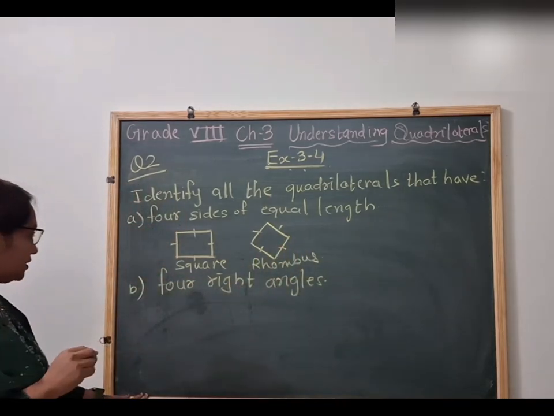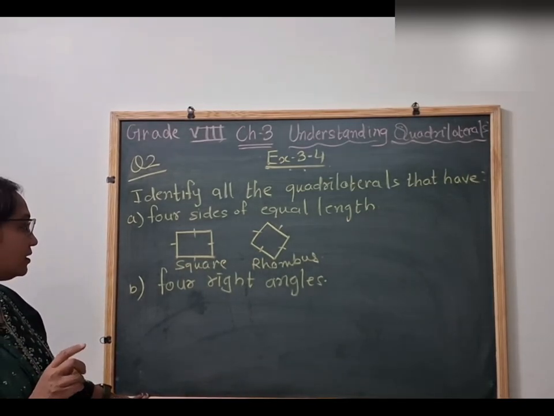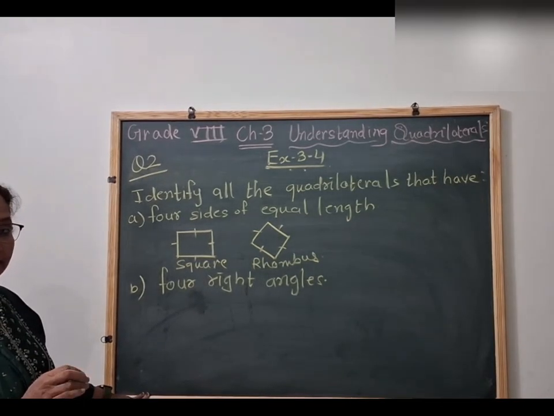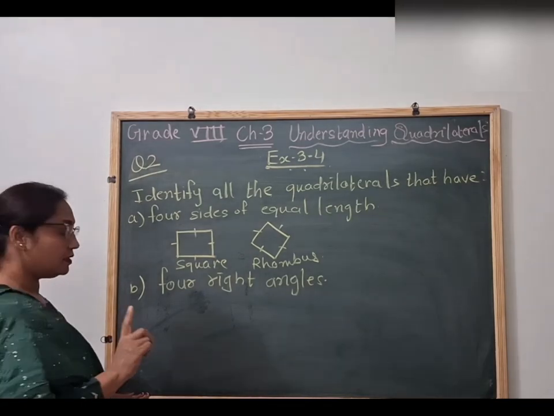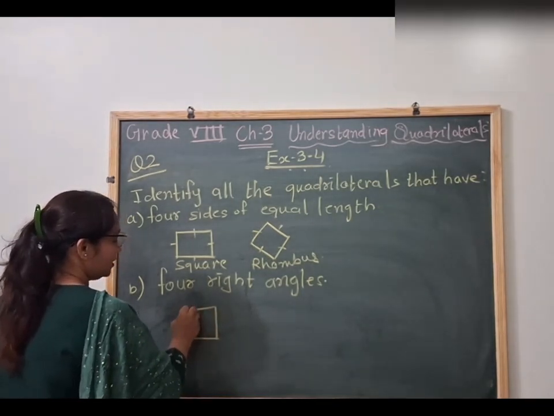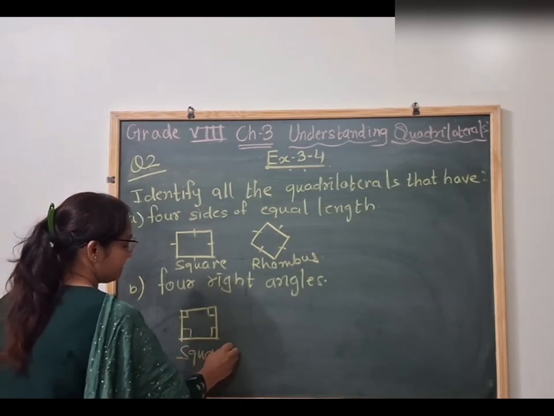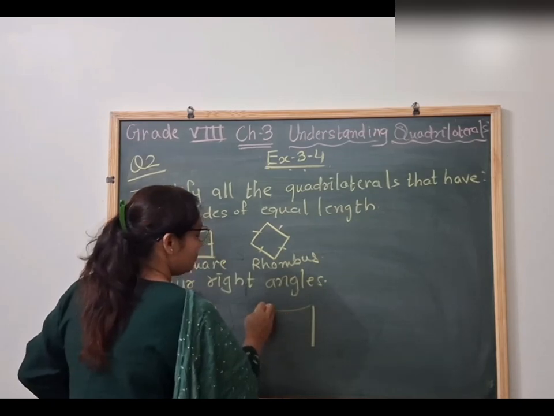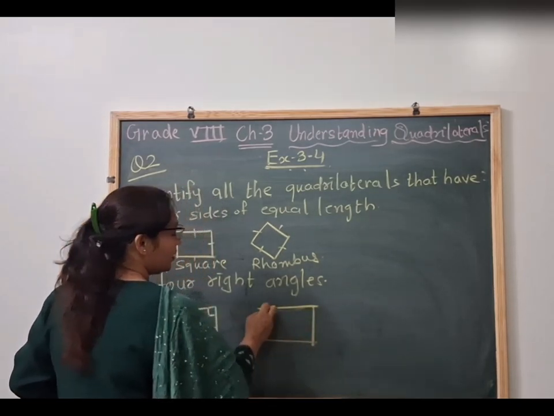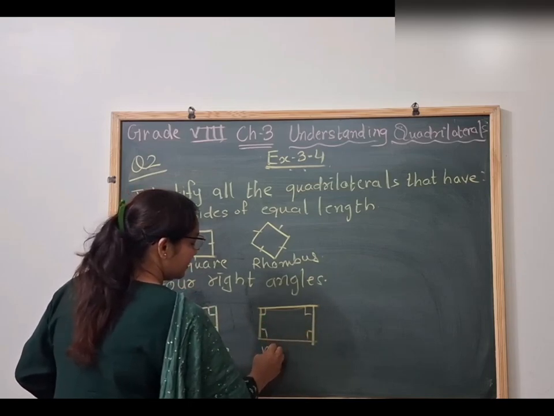Okay. Now the second B says you have to find all the quadrilaterals that have four right angles. Four right angles. So जैसे square के तो right angles होते ही हैं, square और कौन सा है, rectangle also have all the four angles as right angle, that is 90 degree. This is rectangle.